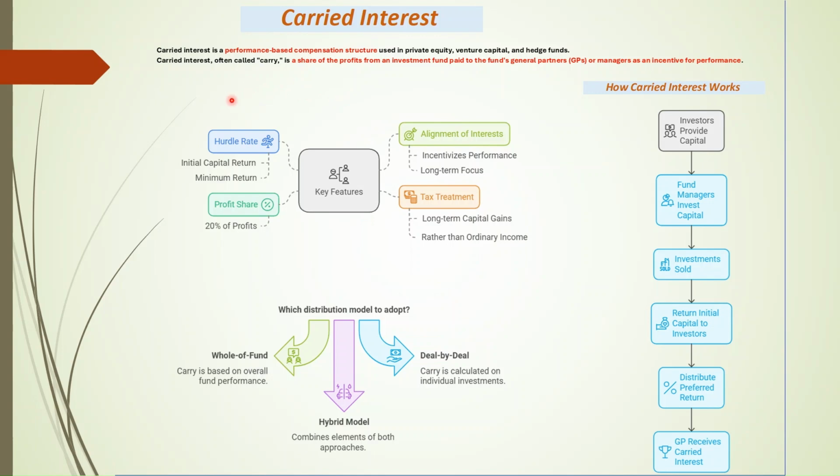First, it has a hurdle rate, or what we call the preferred return. That's a minimum return the fund manager needs to achieve before they can get carried interest. Then it has a profit share, or what we call carried interest. That is about 20% of the profit after the minimum return. Carried interest aligns the GP's interest with those of the investors by incentivizing performance and promoting a long-term focus.